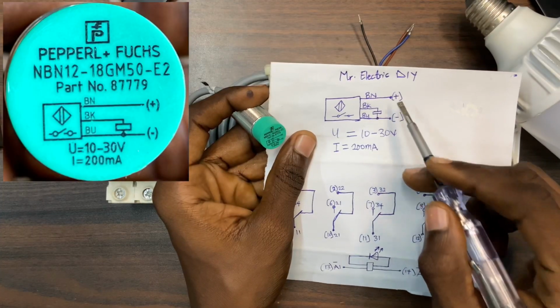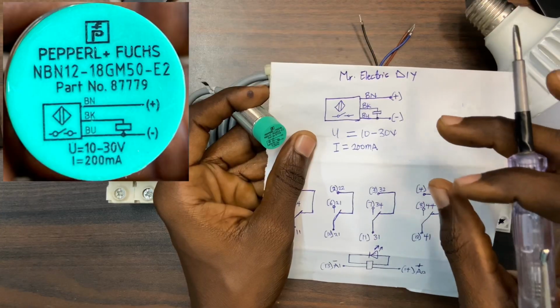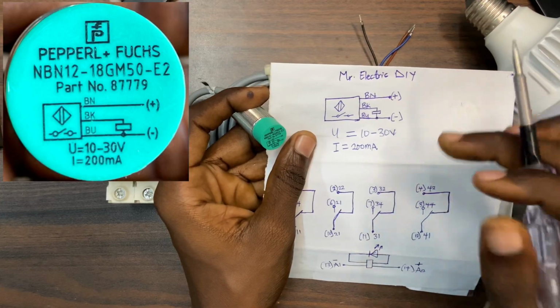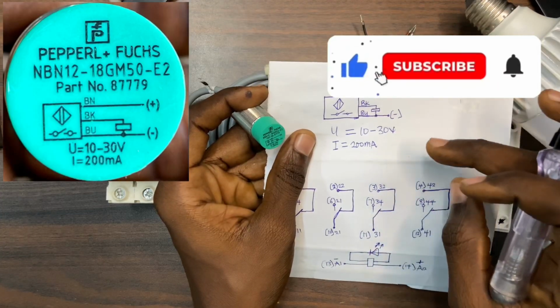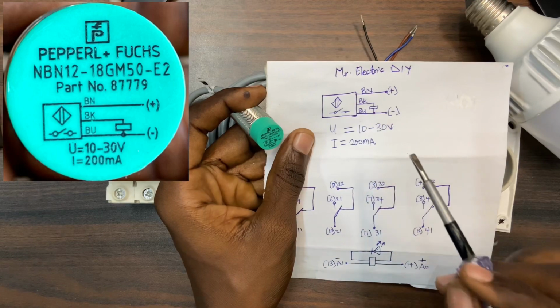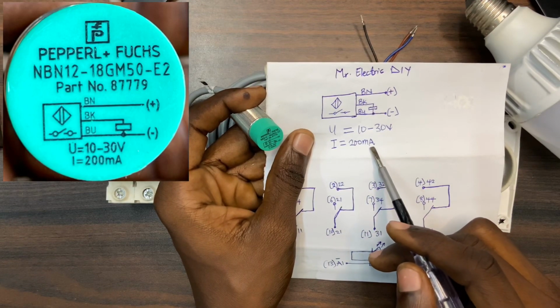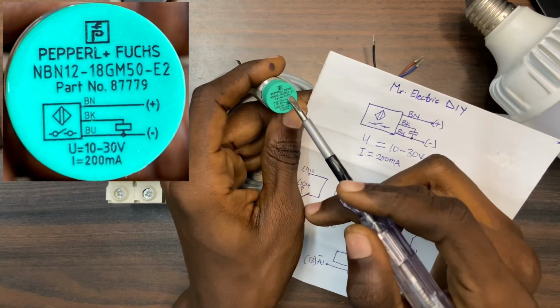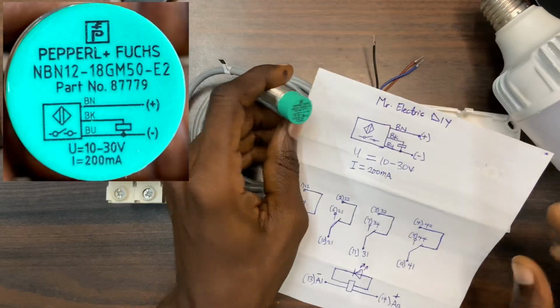This positive and negative terminals is actually saying that the proximity sensor uses a DC voltage. That is from 10 to 30 volt. That is the range 10 to 30 volt DC. It will work. We also have the current rating here. That's the output current rating. This is 200 milliamps. You have everything written here, and we are going to wire it to control our load.